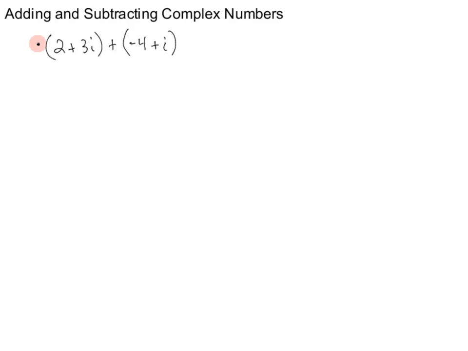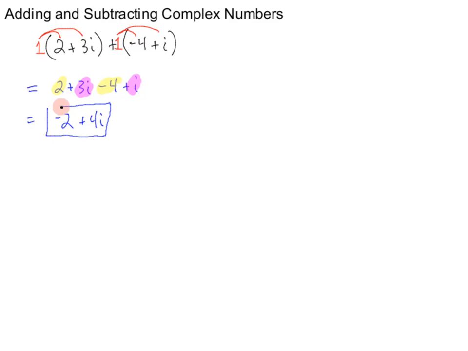I'll remind you that when there's nothing in front of a set of parentheses, you could put a 1 and then distribute the 1 through to basically drop all of your parentheses, and you could write this as 2 plus 3i minus 4 plus i. And then you do just like you would expect. You combine all the like terms. So the 2 minus the 4 is negative 2, and the 3i plus the i is positive 4i.